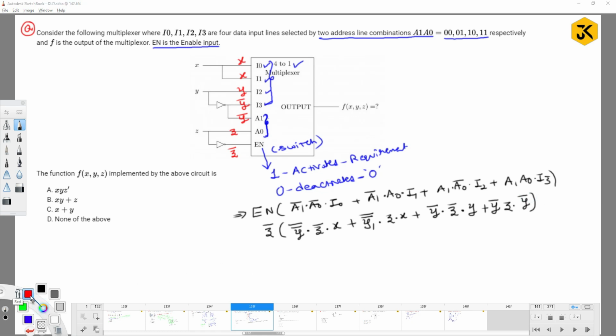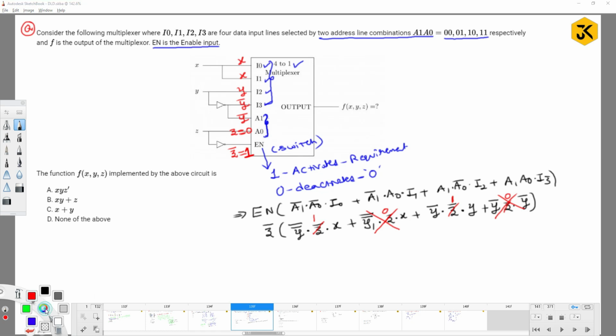Guys, try to observe here. If you are trying to solve it, the circuit is activated whenever your z bar value is 1. When z bar is 1, I can say the circuit is activated. So what about the z value? Z value should be 0. If z value is 0, z bar is 1. Now you can simply wipe out this term because 0 into anything is 0. This also you can wipe out, 0 into anything is 0.